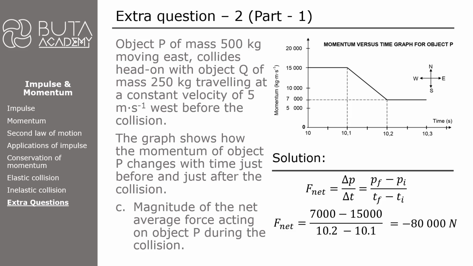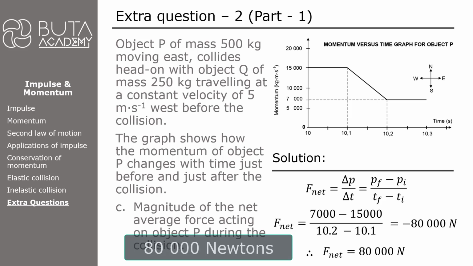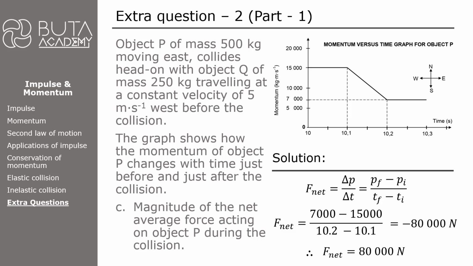In the case of a negative answer, we always write the positive value and direction of any vector quantity. Thus, the net force is equal to 80,000. Despite the fact that we are not asked to indicate the direction and the question only asks for the force's magnitude, determining it will be helpful for learning purposes. Because the net force we calculated is negative, it is acting west.